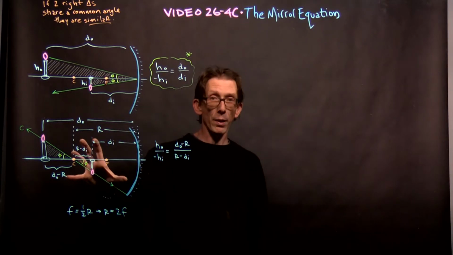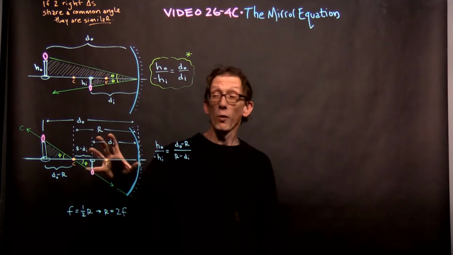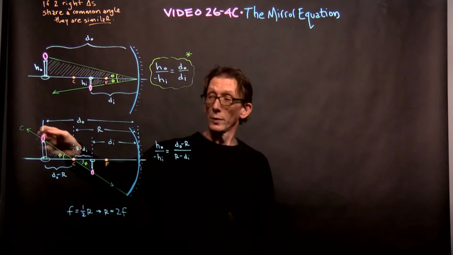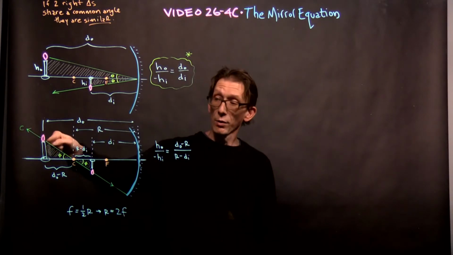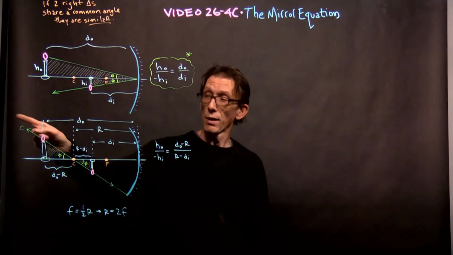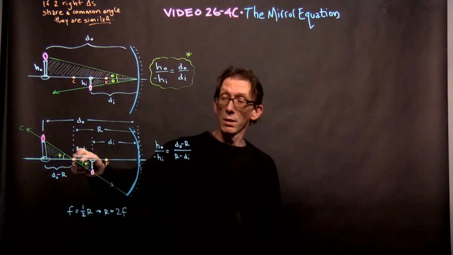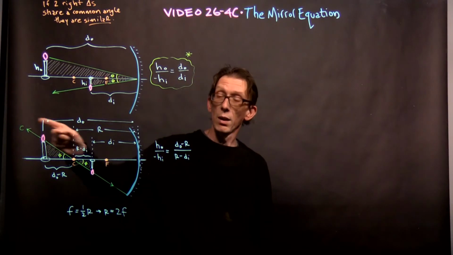Same physical setup here. We're just looking at a different ray. Now we're looking at the ray that we called the C ray before. It's going to leave the candle, it's going to pass through C, and it's going to reflect back on itself and head on back out that way. That's what the C ray does.